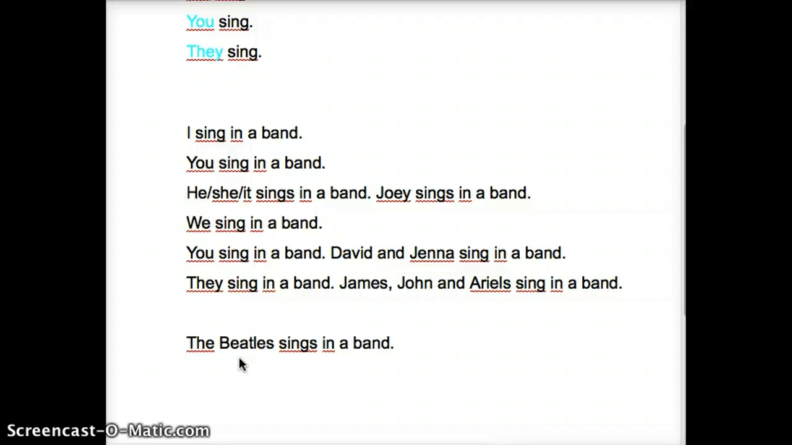And you can also say the family sings in a band, because it's seen as one unit and not several. If you say James and Jenna, for example, if the family is two people, then it's going to be plural and you don't have the S.